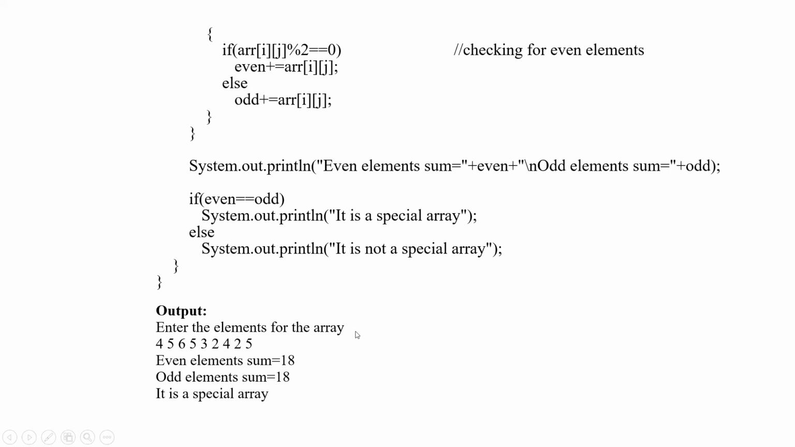So here, as per the question, we enter the elements given in the question, the sample data. We are getting the even element sum, odd element sum, and the output is: it is a special array. Now let's move to the next question.